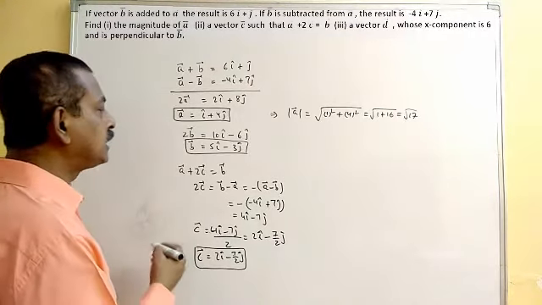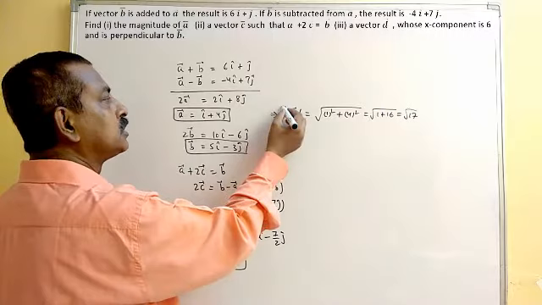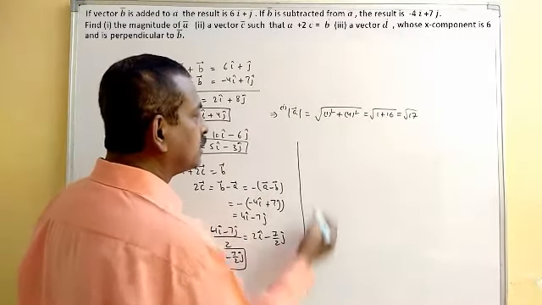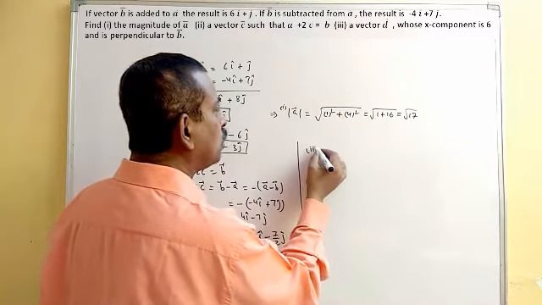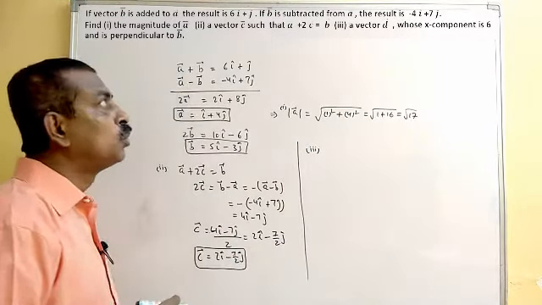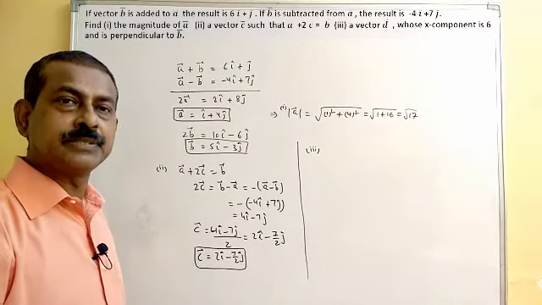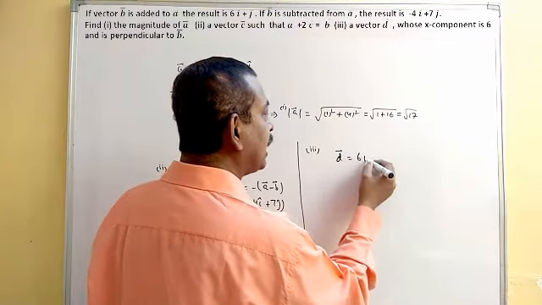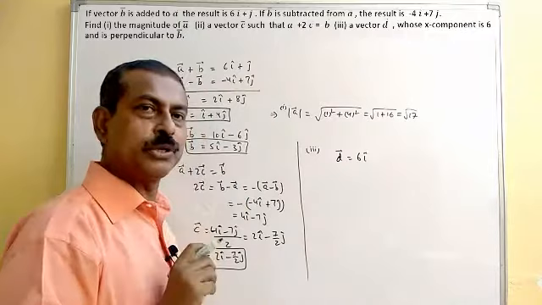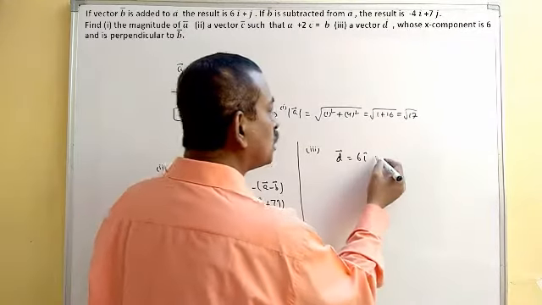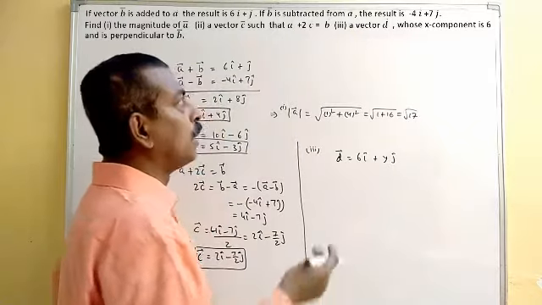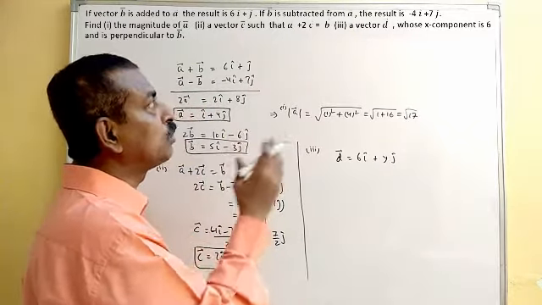Third part is there. This is your first part, this is your second part. In the third part, you have to find vector d whose x component is 6. So I can write vector d as 6i cap. At least the x component is known, but we do not know the value of the y component. So let it be yj. But it is given that this is perpendicular to vector b.